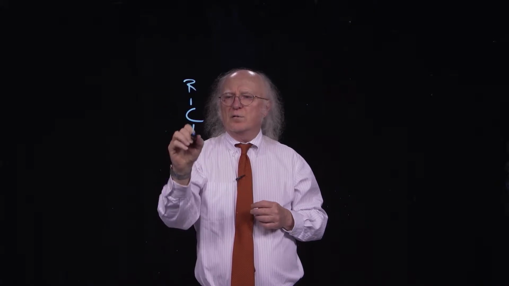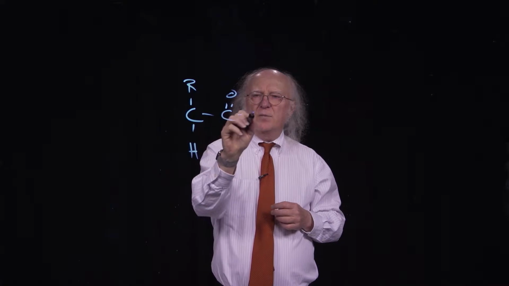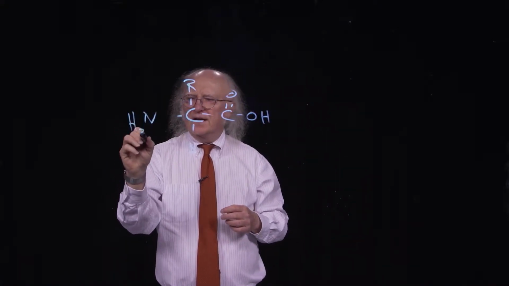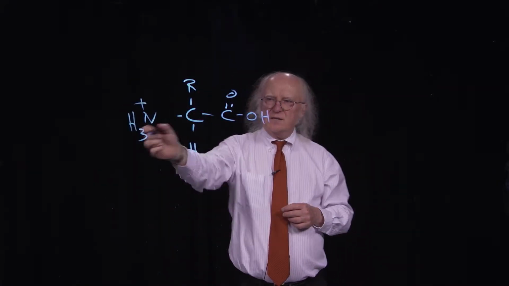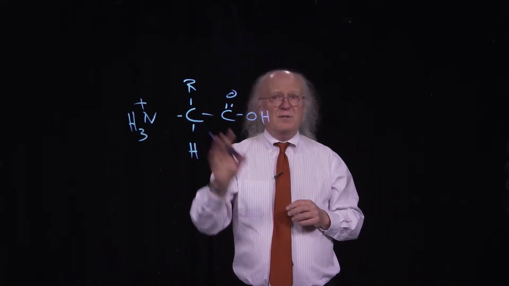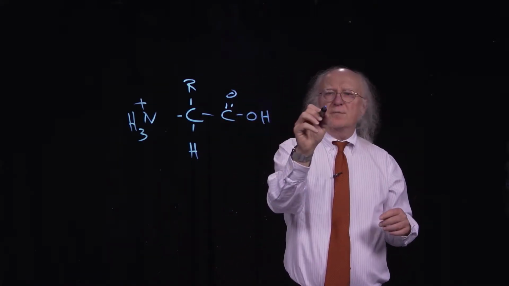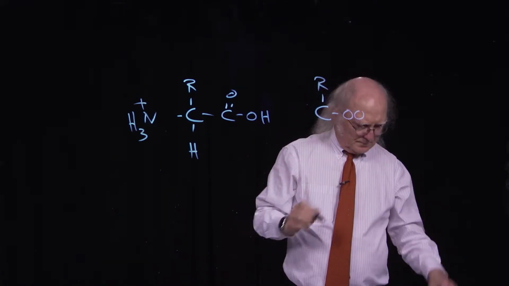If we think of an amino acid as looking something like this, we could see an R group, we could see an H, we could see a carboxyl, and we could see an OH. We could also see over here an NH3 plus. So this is one amino acid, and this amino acid might be at the end of a protein. That is, it might be the very first amino acid that makes it into a protein. The next amino acid that makes it into the protein would have a structure that looks like this.